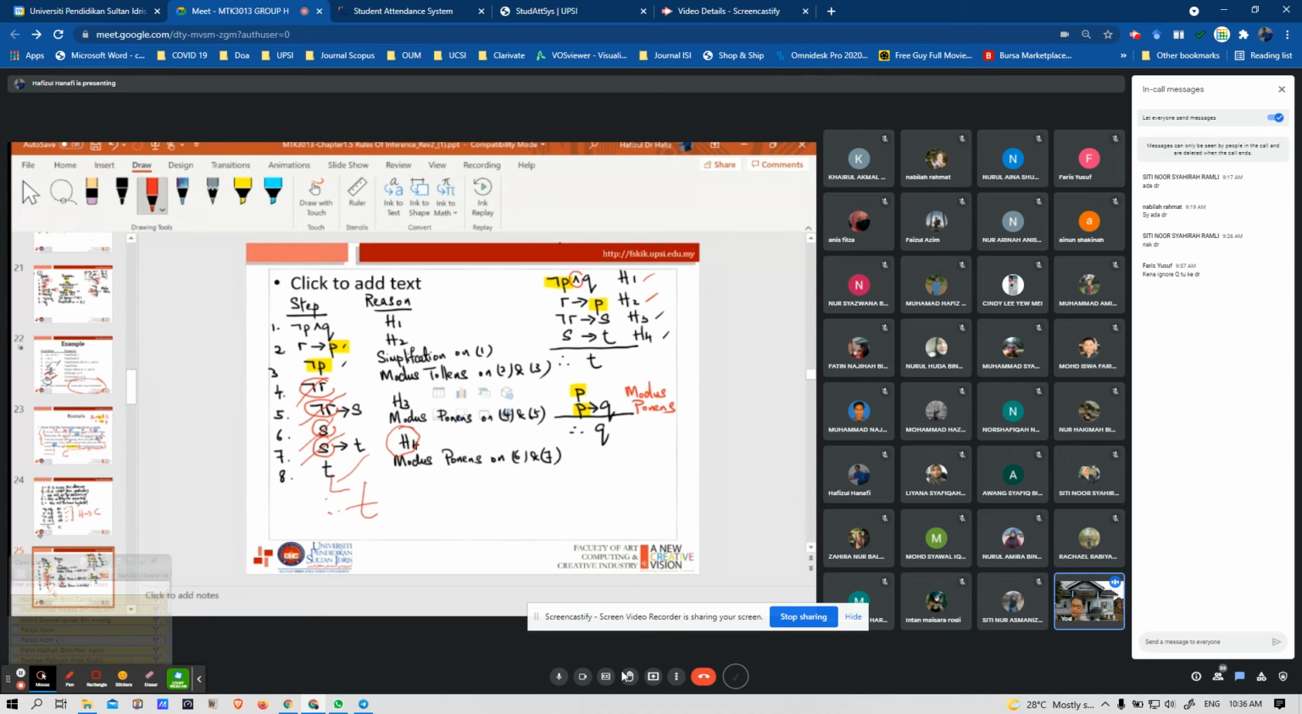Okay, we have modus ponens on P. And then we have P implies Q, and then we have Q, because for modus ponens we want to affirm only. Okay, so far do you have any questions?